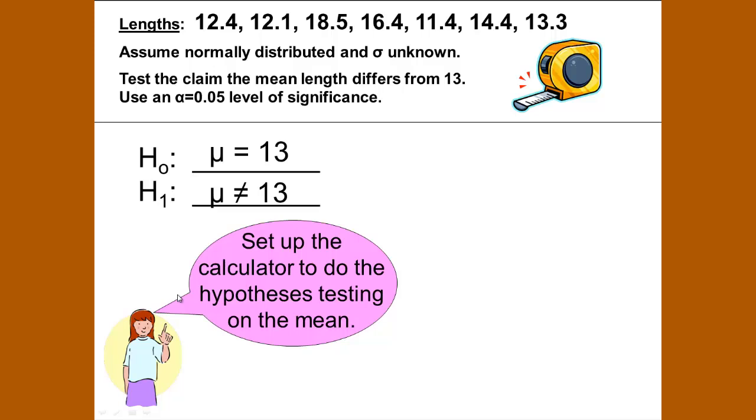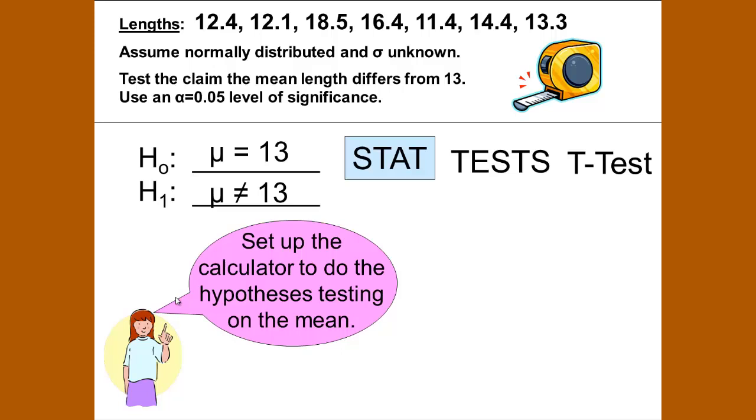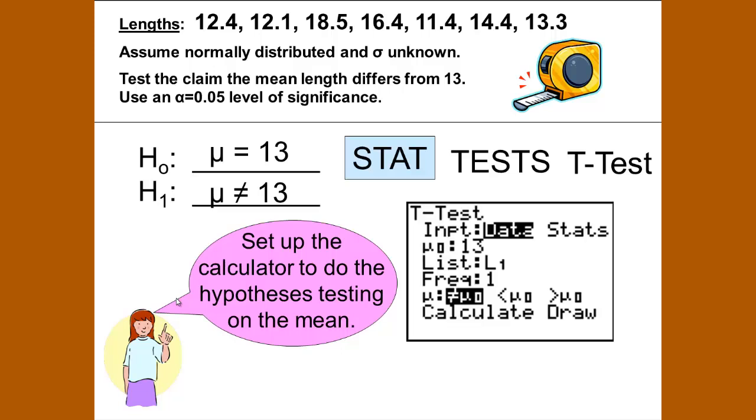Next, we want to set up the calculator to do the hypothesis testing on the mean. We will press Stat, over to Test, and then choose the t-test. Under t-test, we're still doing data, and this time we're testing it against the population mean of 13. Our list is still in list 1, our frequency is still 1, but the alternate hypothesis is not equal to, so that's what we're testing our claim on, and so we will select not equal to.